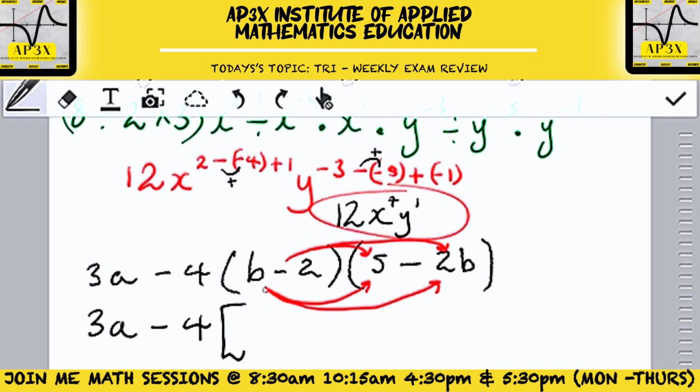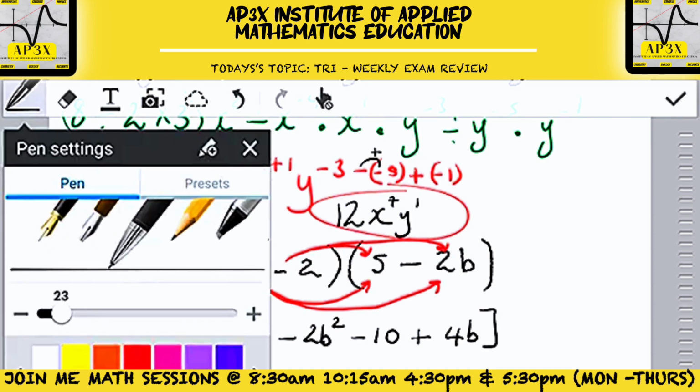Here we go. We're going to go b times 5. That is going to be, say here, 5b. And b times minus 2b. That is minus 2b squared. Okay. Then next we're going to be distributing the minus 2 with the 5, so that's minus 2 times 5, that's minus 10. And minus times minus is a plus. We end up with 2 times 2b is 4b. Alright, then we're going to close that square bracket then.